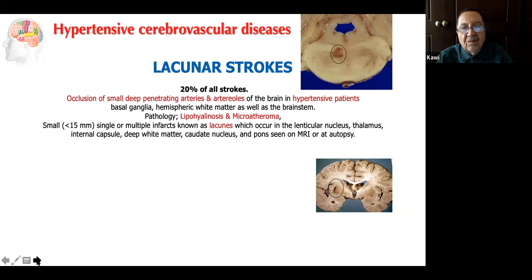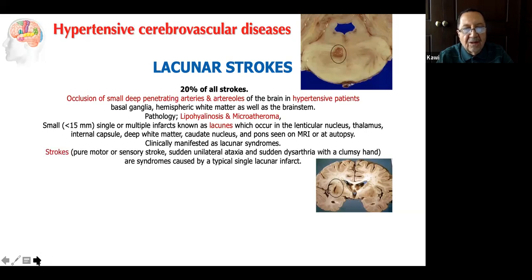A small single or multiple infarct is called a lacune, and clinically it manifests as a lacunar syndrome, which is hemiplegia or dysarthria and so on, pure motor or sensory stroke, ataxia, clumsy hand syndrome. All of these are typical lacunar strokes that were described over 50 years ago by a neurologist called Miller Fisher. Some lacunar infarctions are without any symptoms.